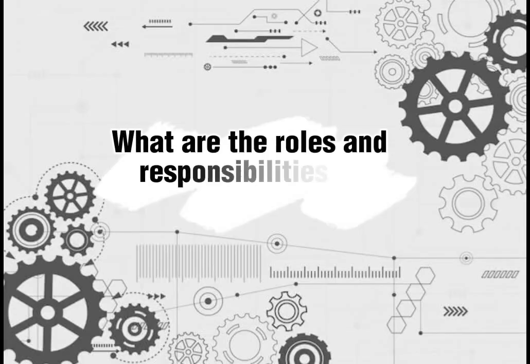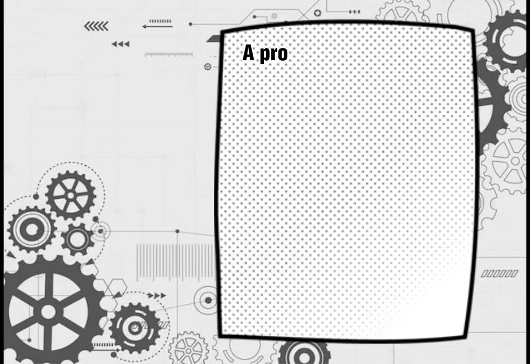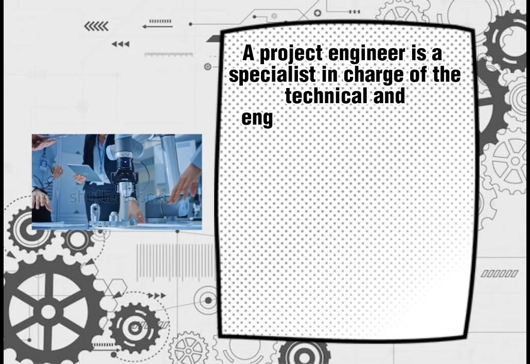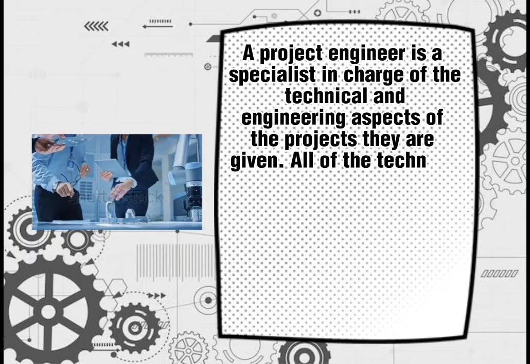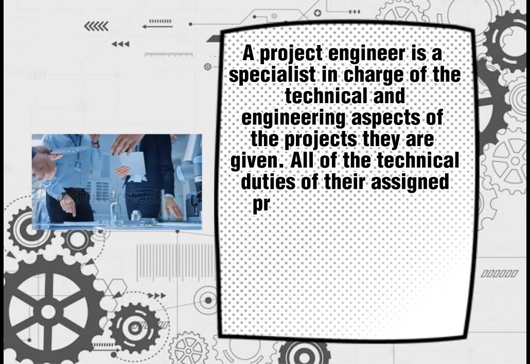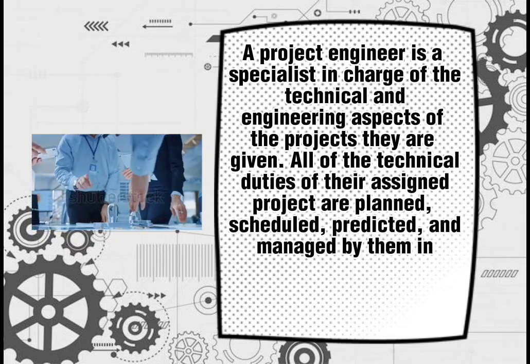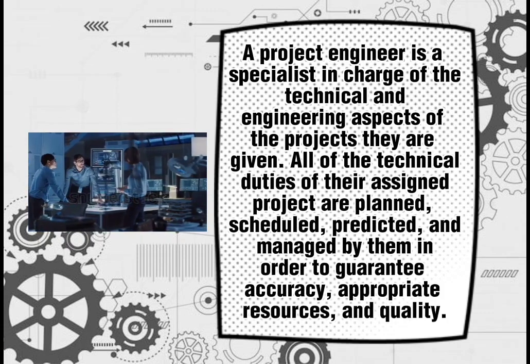What are the roles and responsibilities of a project engineer? A project engineer is a specialist in charge of the technical and engineering aspects of the projects they are given. All of the technical duties of their assigned project are planned, scheduled, predicted, and managed by them in order to guarantee accuracy, appropriate resources, and quality.